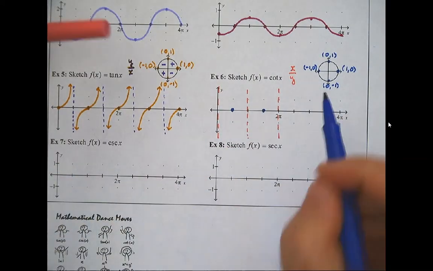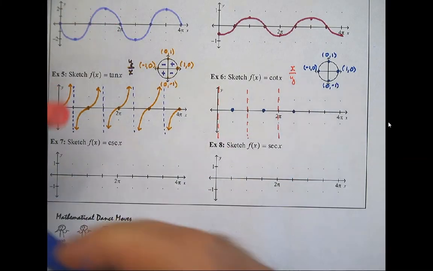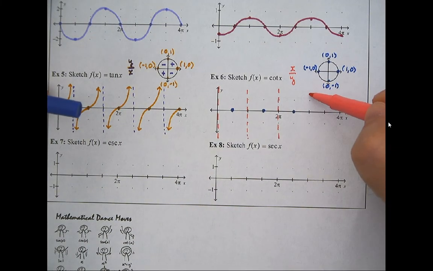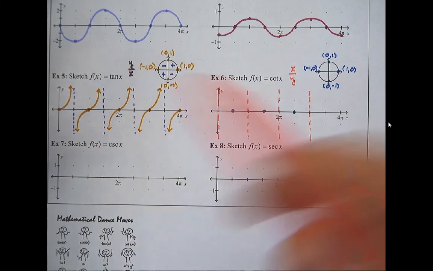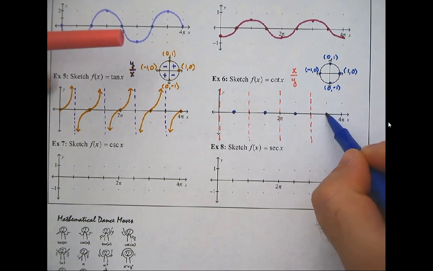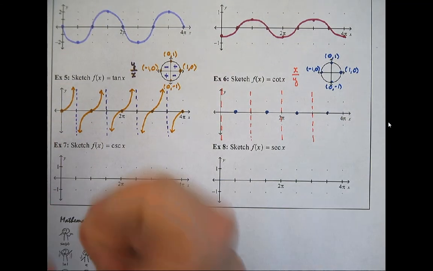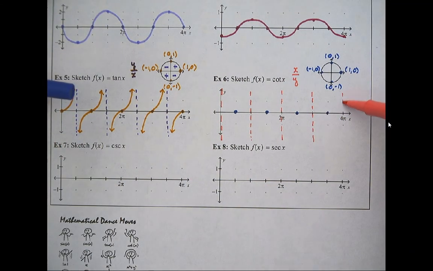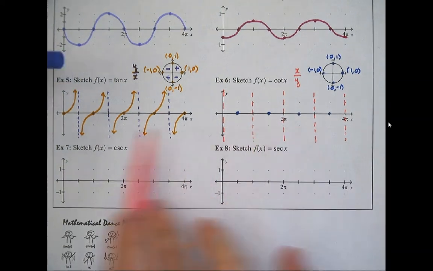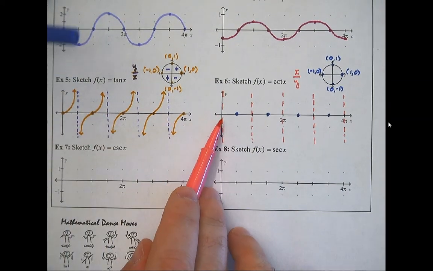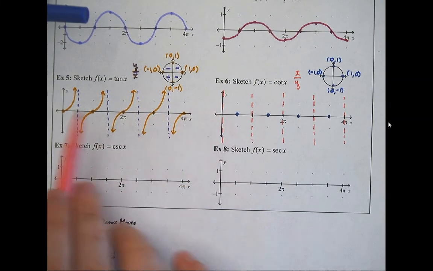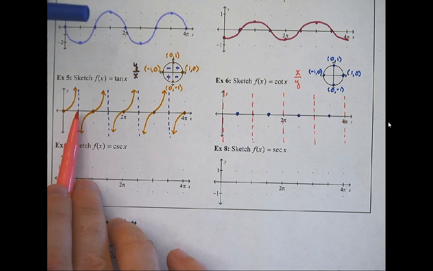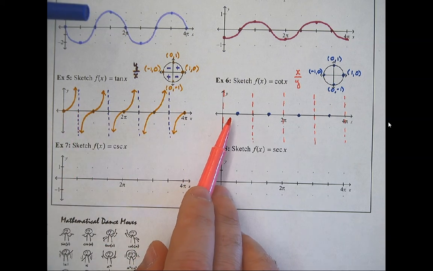A couple of things to notice as I'm finishing this. Everywhere that tangent had an asymptote is where cotangent has a 0 and vice versa, which makes sense because they're reciprocals. And the reciprocal of 0 is undefined. So everywhere tangent has an asymptote, like at pi over 2, which is undefined, but what's the reciprocal of undefined? That's the value of 0.